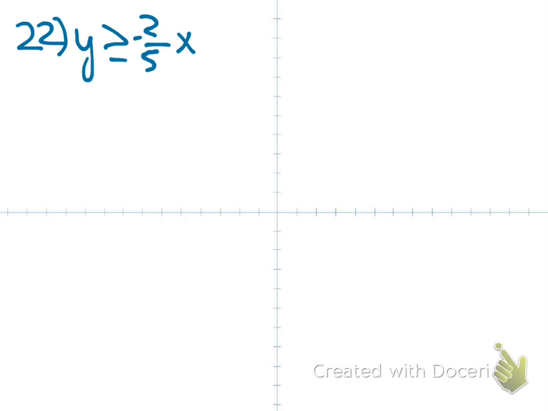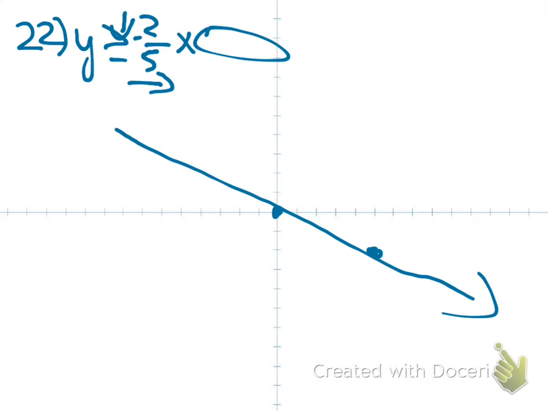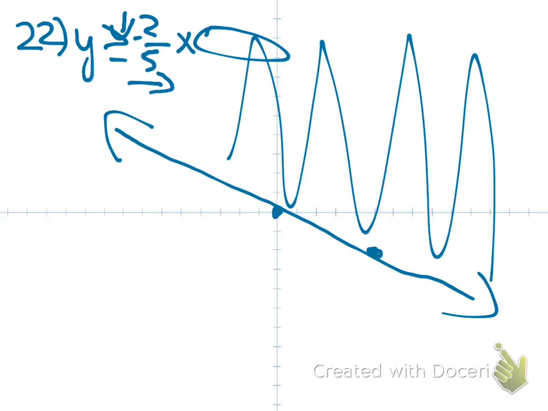Okay, y is greater than negative 2/5 x. Again, I should be looking for a solid line that's shaded above. There is no y-intercept, so I start at 0. This negative 2 tells me to go down and to the right. Down 2, 5 to the right. 1, 2, 3, 4, 5. Something like that. Solid line. Shade above. And there you go.